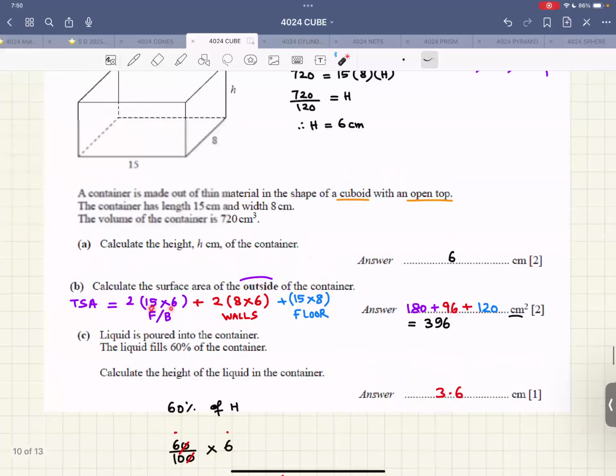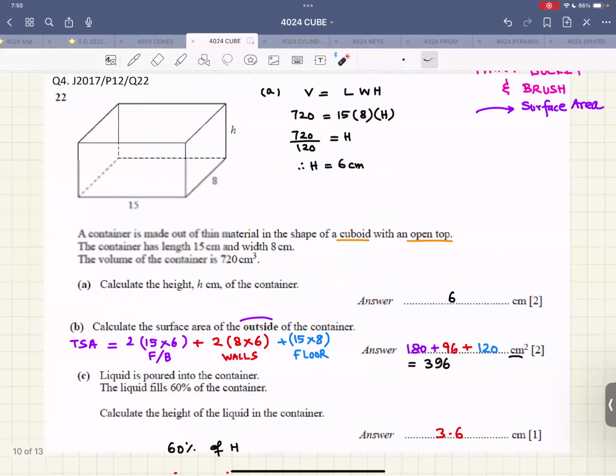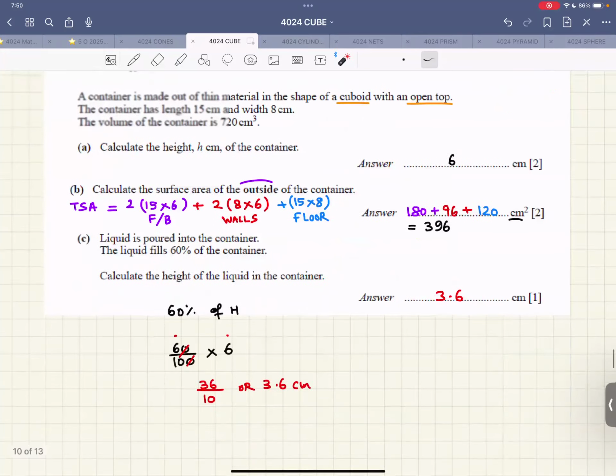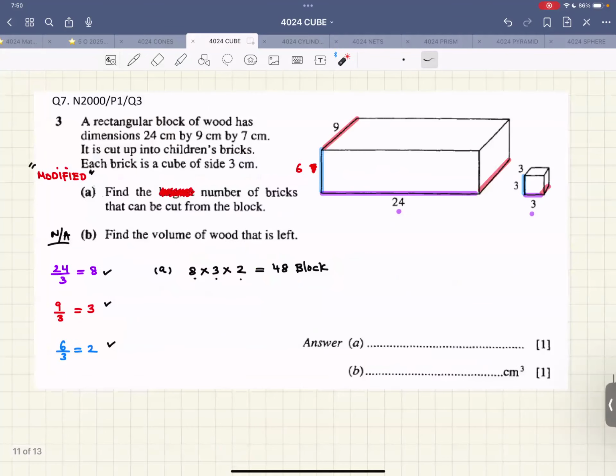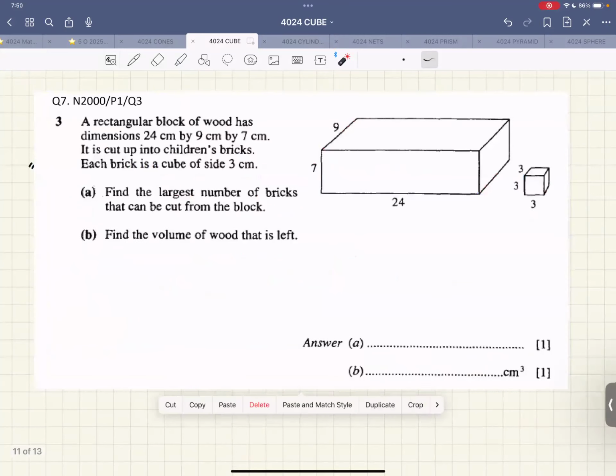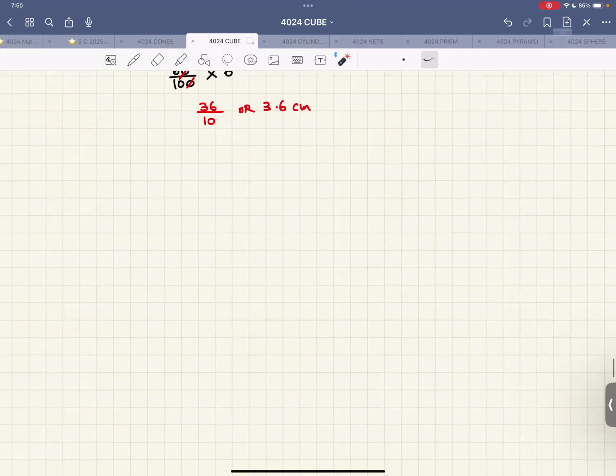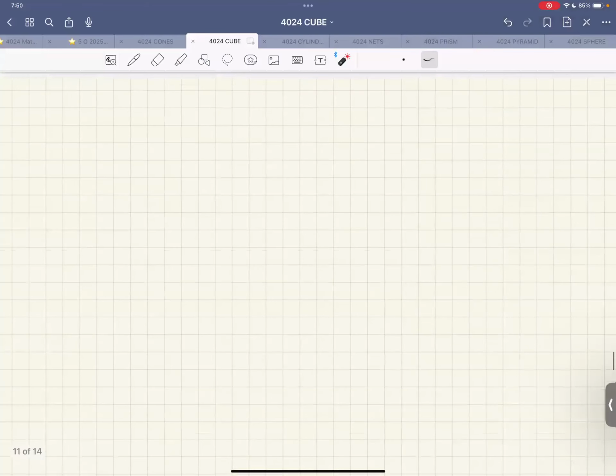That's 15 into 6, that is the height. So 15 into 6, that is the front and back. And 8 into 6, that's right and left. And 15 into 8, it's only once, that's the floor. And 60% of each, 60% of 6, that comes out to be 3.6. That's a basic kind of a question. A question such as this. Yes. Let's look at this question.